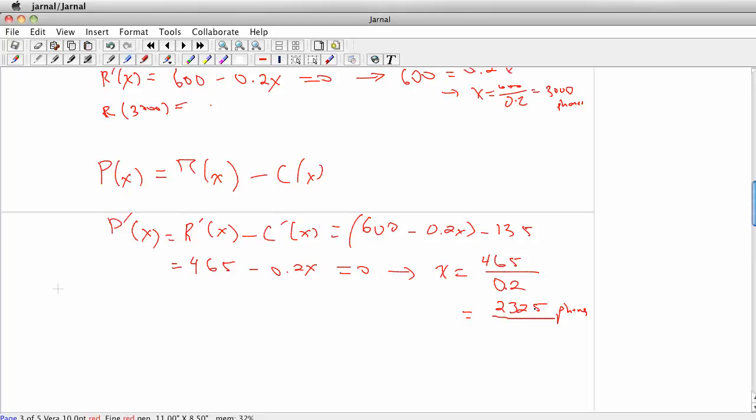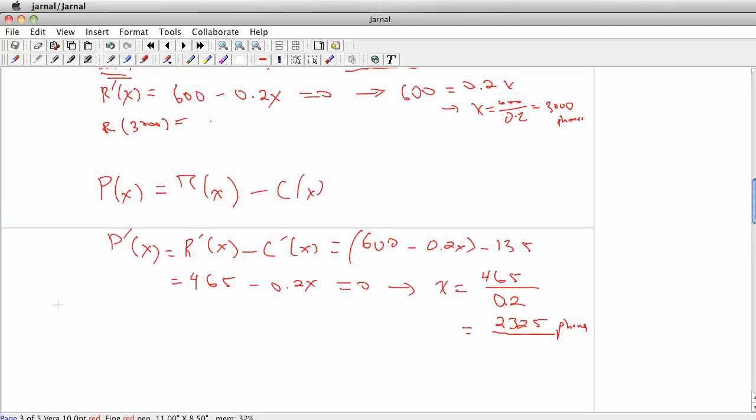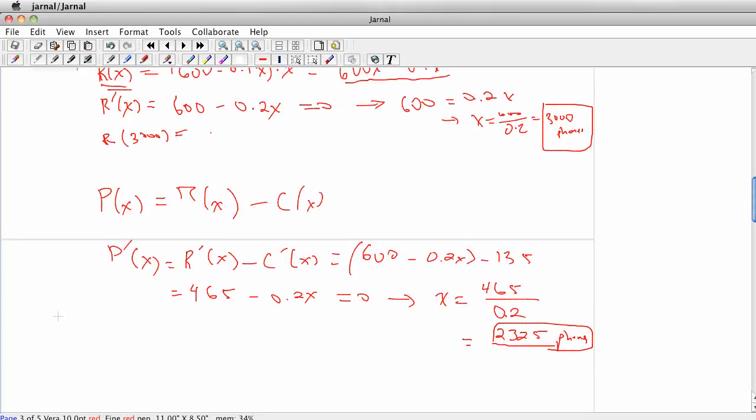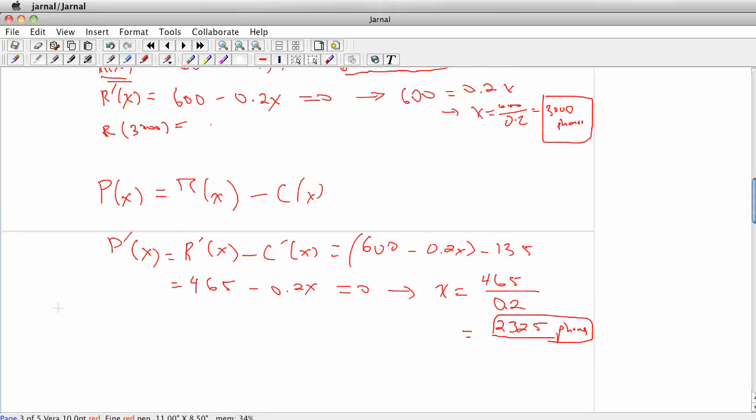So that's the level of phone sales that will maximize our profit, as opposed to the 3,000 phones that would maximize just our revenue. And again, for either of those answers, we could figure out the price point for that production level. We could figure out the profit or revenue at that production level. So once we have that value of x, then we can answer any of the questions.